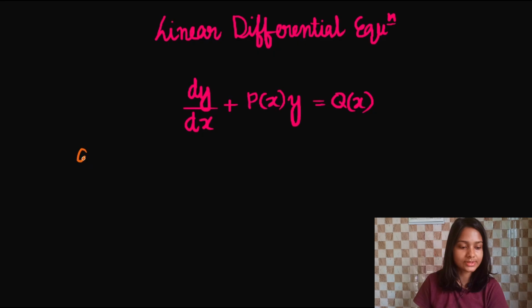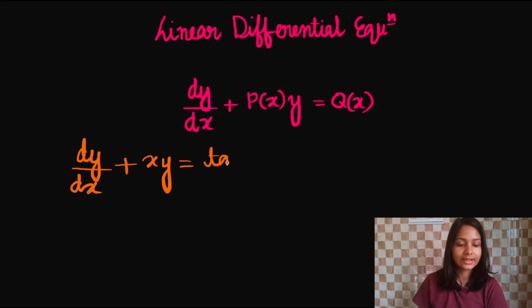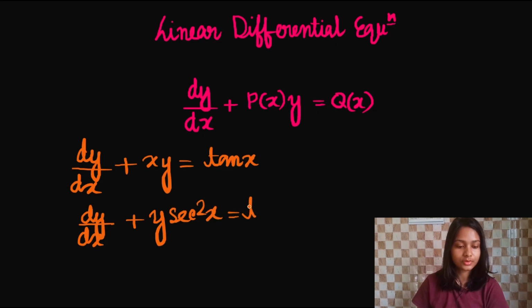So let us now see some examples. Suppose we have a problem dy/dx plus xy equals, say, tan x. This is a linear differential equation. Another example, let us write it like this: dy/dx plus y sec square x equals tan inverse x. So this is linear in y. There is another thing which is linear in x, so I will come to it later.